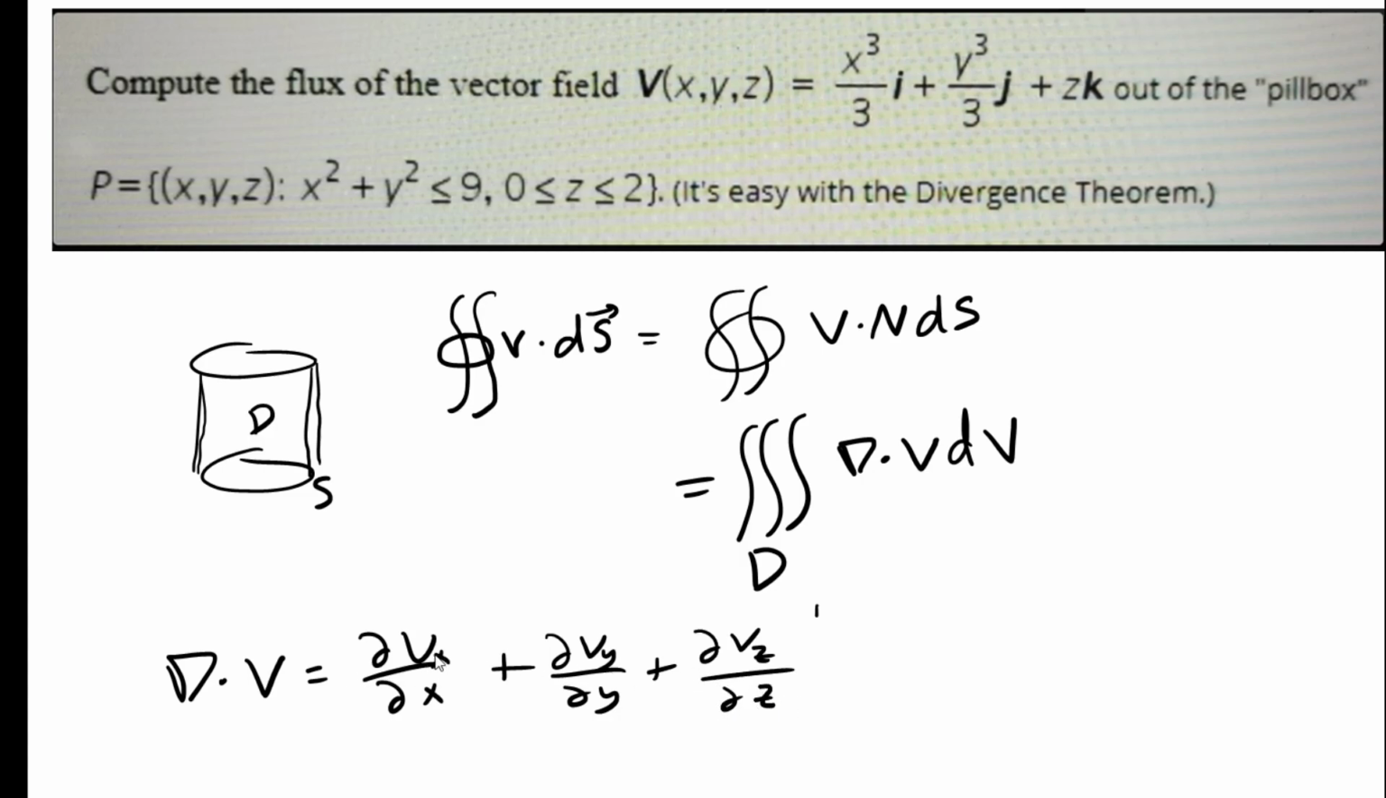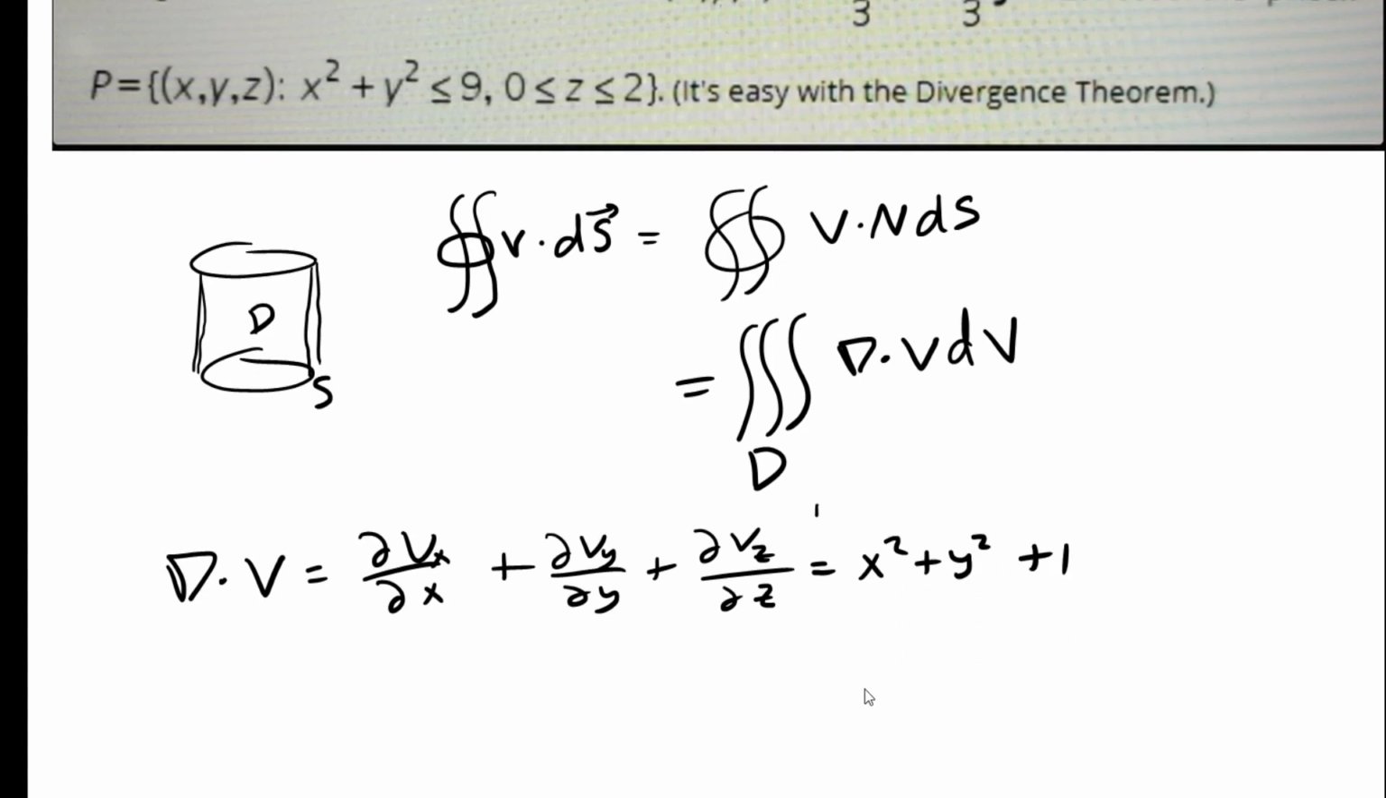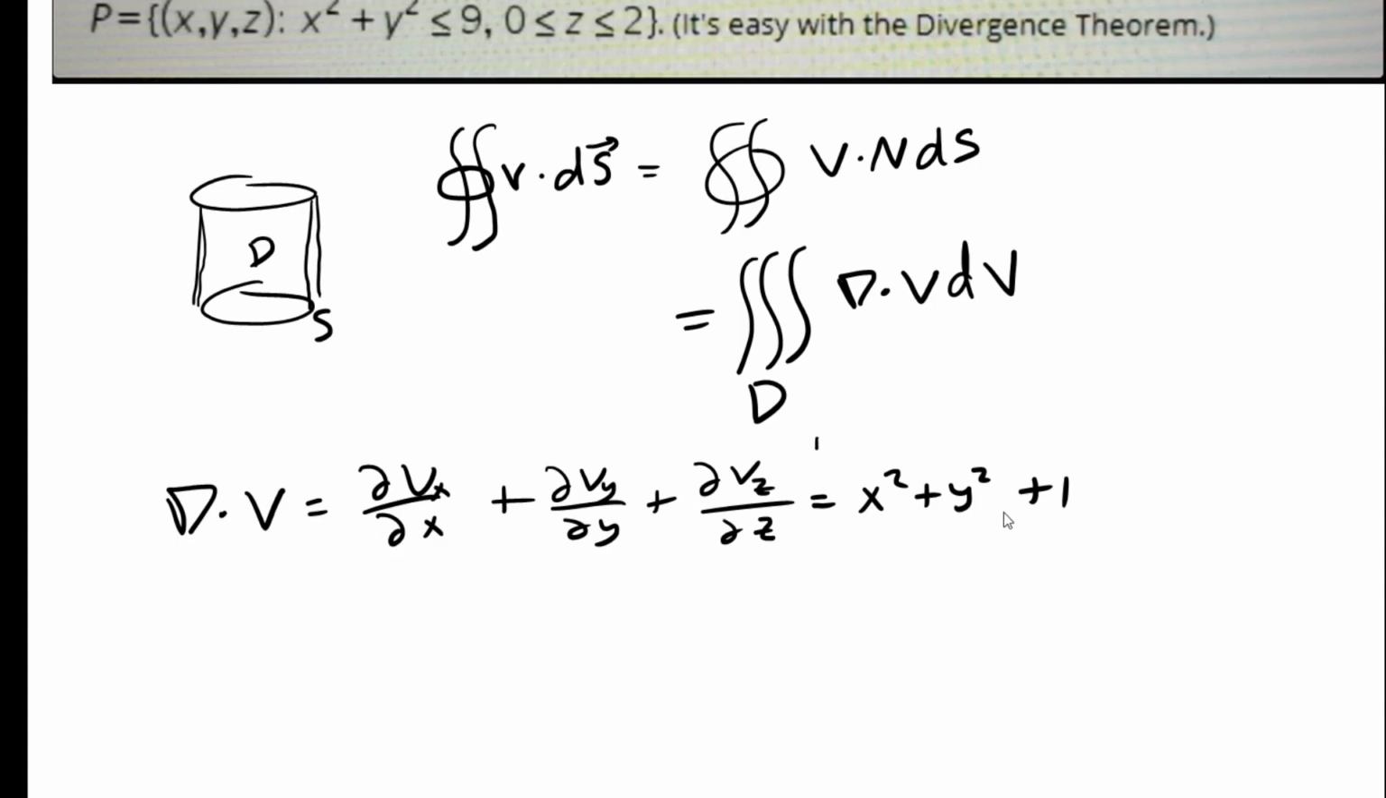Okay, so real quick here, these x, y, z little subscripts don't mean derivatives. Here they mean the components: the i component, the j component, and the k component. So this is going to be x squared plus y squared plus 1. This is what I want to integrate, and now I need to set up the bounds for this.